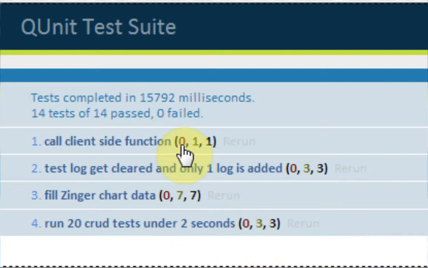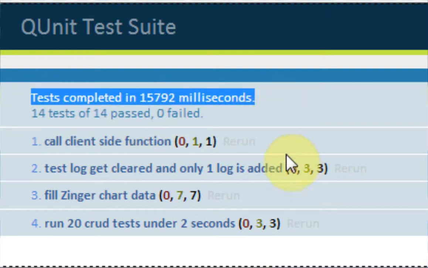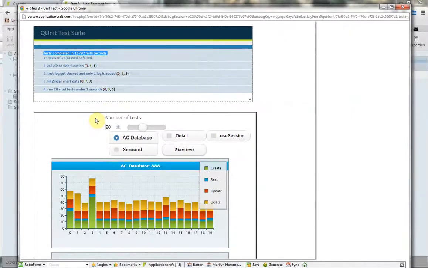So the 0 is how many failures there were. The other numbers are how many tests you ran and how many of them were successful. So we had no failures. We ran 1, 3, 7, and 3, and all of them passed. So you have a summary here where 14 tests of 14 passed, and the whole thing ran in 15 seconds. It takes a little while. You have to use timeouts to allow the visual components to render and get the results and values. But I think it's a reasonable way to do your testing with Application Craft.